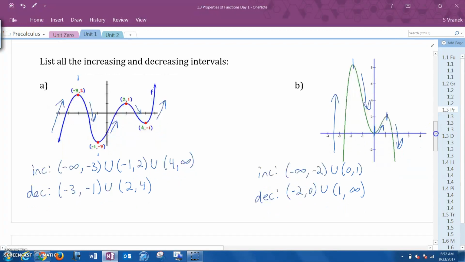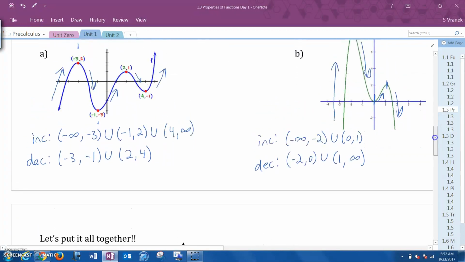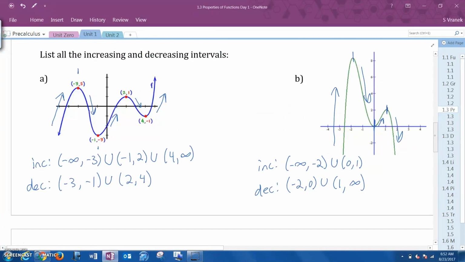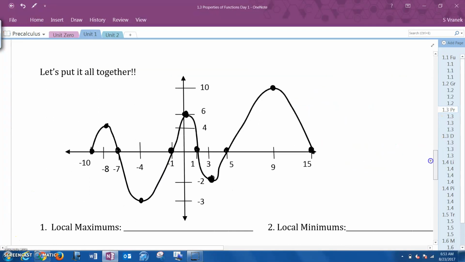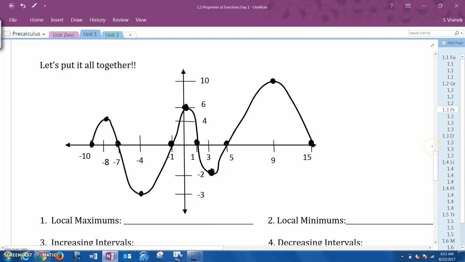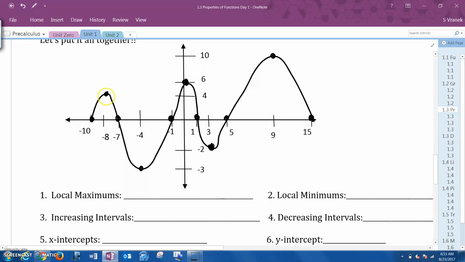Okay, now we are going to put everything we've learned together and work on doing increasing, decreasing, and all the mins and maxes. So here's the diagram we're going to put together. And it says local maximums. So basically you're looking for the local high points. So if you notice, this is a local maximum at -8, and it looks like 4. So these are just coordinates now. These are not intervals. This would be 0, 6.